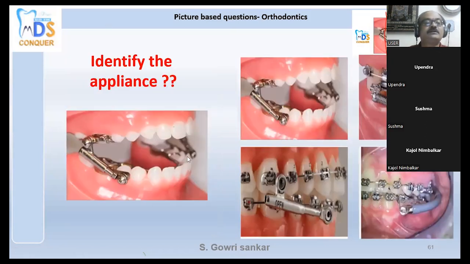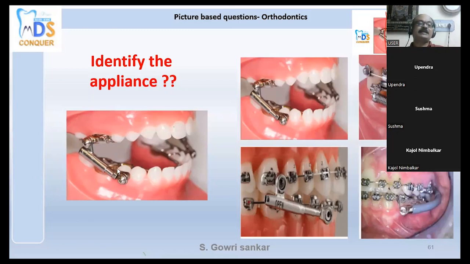So first, this is the Herbst appliance. This was given by Pancherz, though Herbst gave it in 1920. Pancherz has advocated this appliance. It can be given as fixed and removable. Most of the time it is given fixed, either bonded or banded. It is directly attached to the molar, by crown, by band, any form can be given. It is a very sturdy, rigid mechanism. The first and foremost fixed functional appliance is the Herbst appliance.